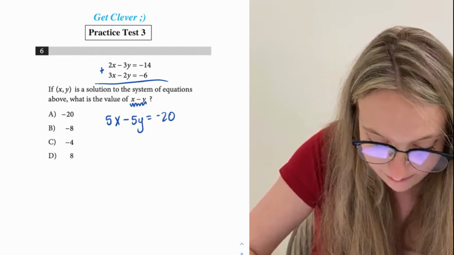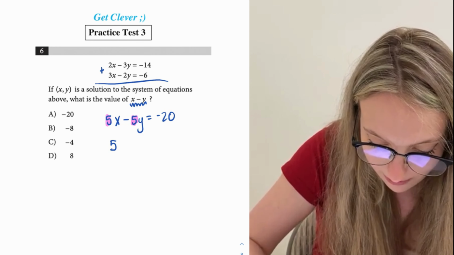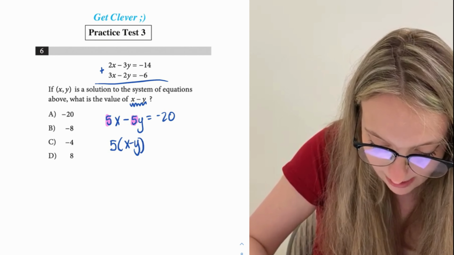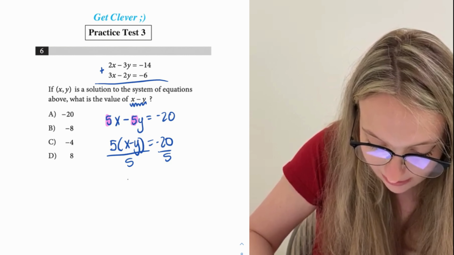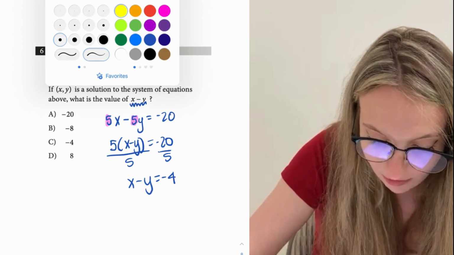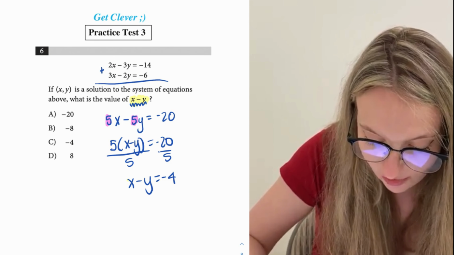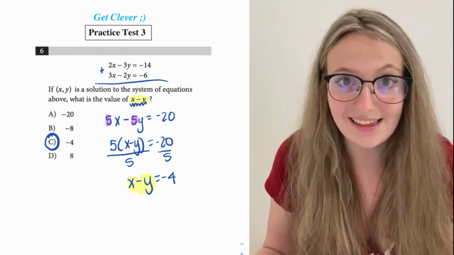We can see that there's a 5 common to both of these terms, so we can factor that out. So we'll pull out a 5. We get x minus y is equal to negative 20. Divide both sides by 5. We get that x minus y is equal to negative 4, which again, we could see right here, that's exactly the expression that they desired in the problem. So that's going to be choice C then.